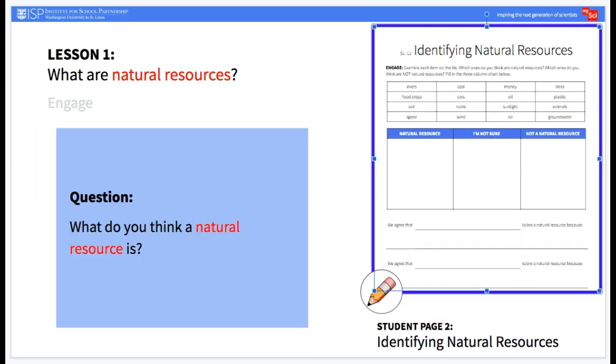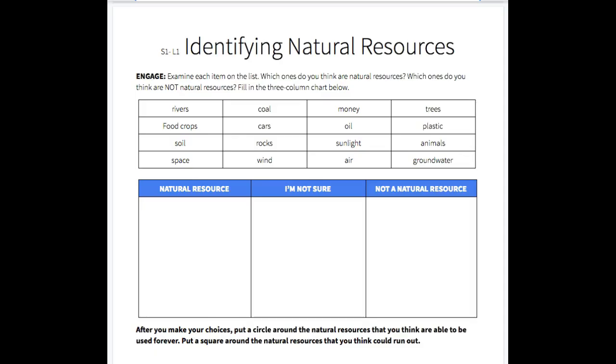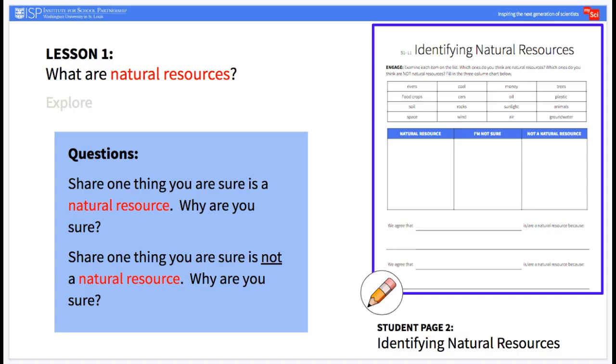To begin, students will consider what natural resources are and how they can be used. Students will sort items based on if they are natural resources, if they are not natural resources, or if they are unsure in their student journals. In the Explore portion of this lesson, students will share their ideas with the class and construct an initial definition of natural resources, using their examples and non-examples as guidance.